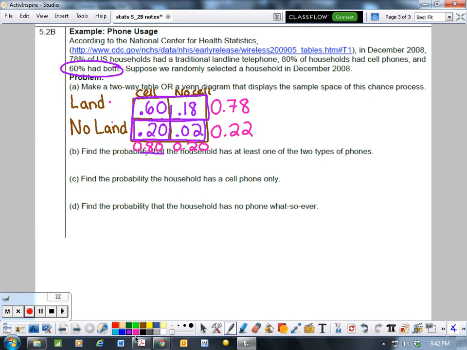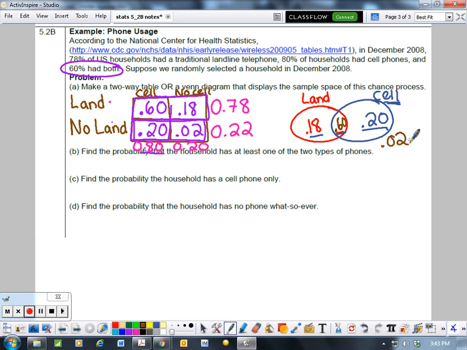So now I could go ahead and go to drawing a Venn diagram from here, or I could draw a Venn diagram at the beginning. So I could do a land, I can do cell. And then they tell me that I have 60% of both. So this is my 60%, which means that if my landline was 78%, that leaves me 0.18 here. And if my cell phone was 80%, that leaves me 0.20 here. Which then I'd want to figure out, well, how much is left over to make my 100%? And so I can add these all up and subtract from 1, which is 100% in proportion form. And I'd get that leftover 0.02. And so there's my Venn diagram to help out.